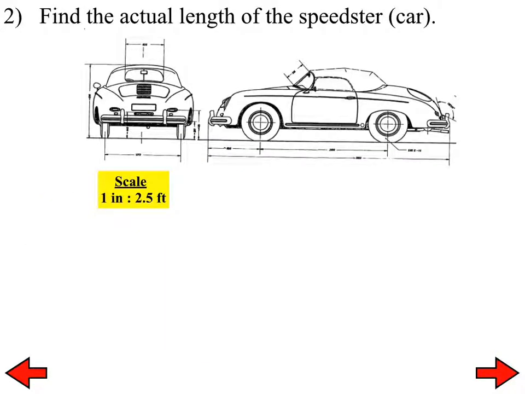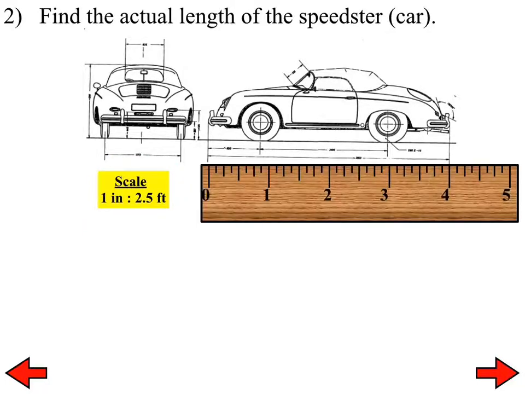Number 2, we have a car here. The name for this car is a speedster. We are supposed to find the actual length of the speedster. We have our scale there, and our scale is 1 inch to 2.5 feet. Can I get all of you to circle that? Because that's a very valuable piece of information within this problem. Find the scale that gives you half of what you need there. And in fact, if you wanted to go ahead and fill that in your table, you could go ahead and do that. 1 inch on the drawing is 2.5 feet in actual length.